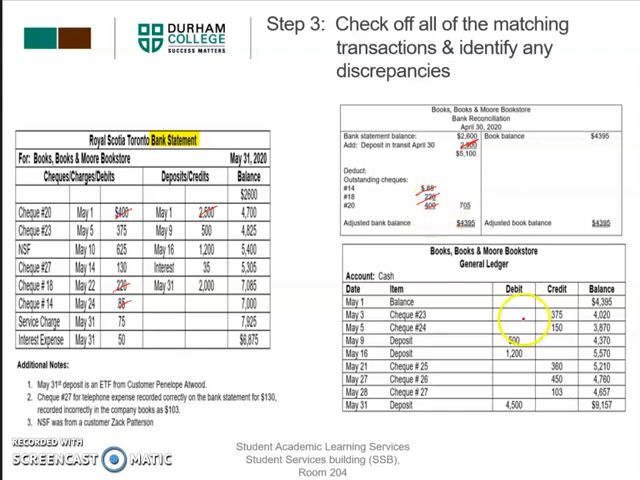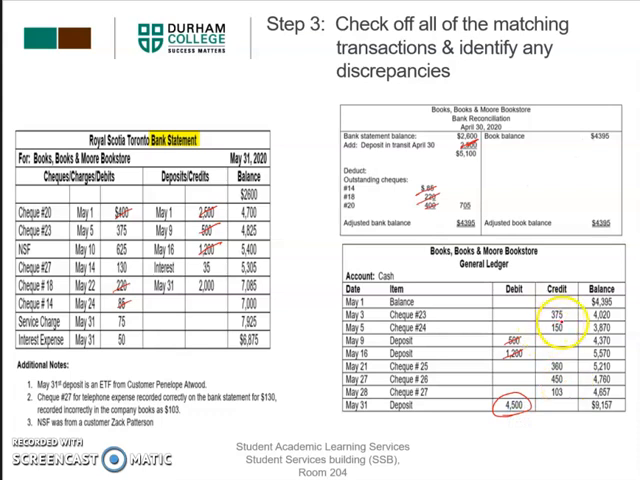The next thing I'm going to do is take a look at all of these deposits to see whether or not they cleared the bank. And here's a deposit for $500, so I'm going to cross it off the cash general ledger as well as the bank statement. Here's a deposit of $1,200. It's on both the bank statement as well as the cash general ledger. Cross it off. But you see, this deposit is not on the bank statement, so I'm going to circle that because this is something that the bank doesn't know about.